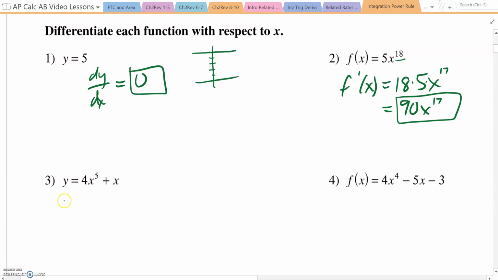Third one here, we can use dy dx. I'm going to use y prime this time. The 5 comes down, joins the 4. That makes it a 20x to the 4th. And then the 1 in front of this x is all that's left behind for that second term.